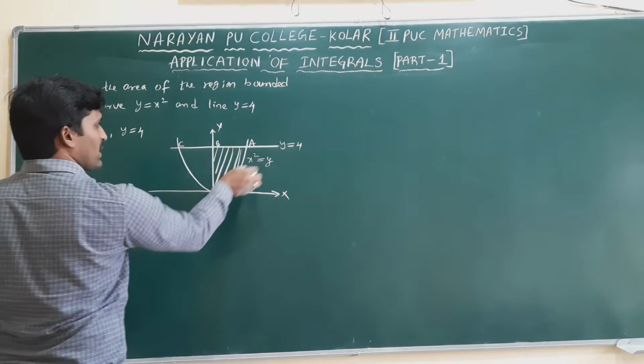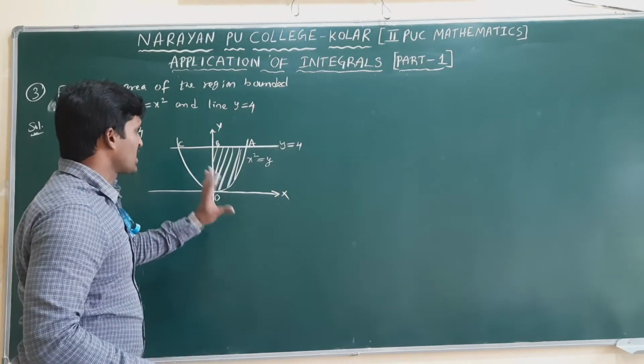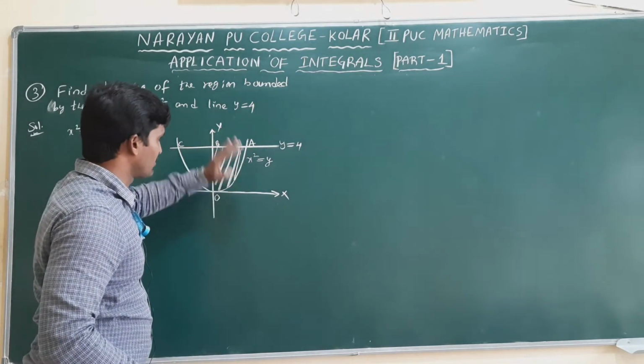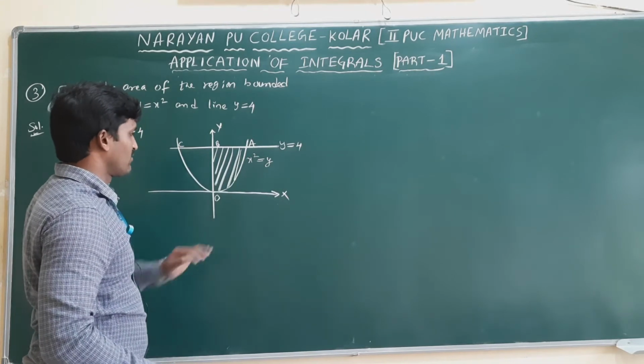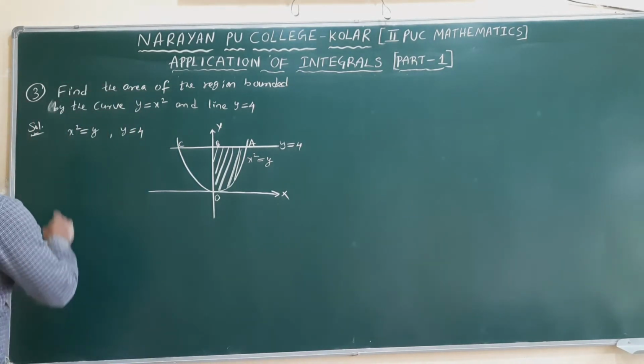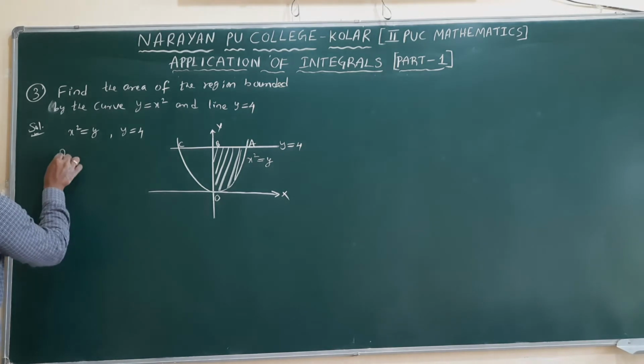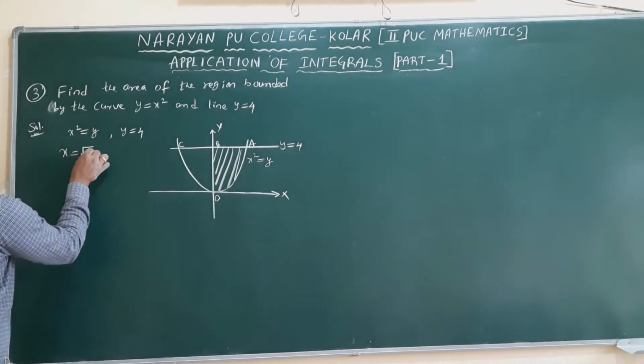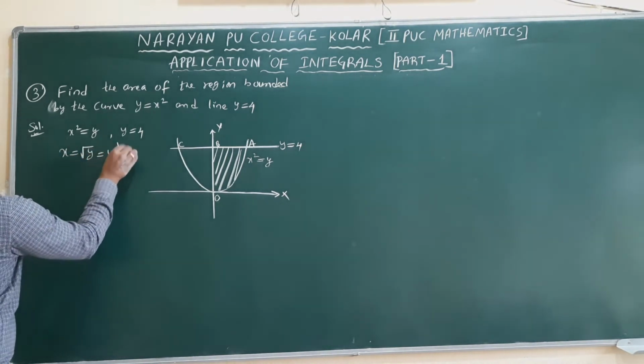Lower limit is 0, upper limit is 4. This is clearly with respect to the y axis. The x axis is not involved in this case. That's why I will convert x in terms of y. X equal to root y. Root y means what? Y power 1 by 2.